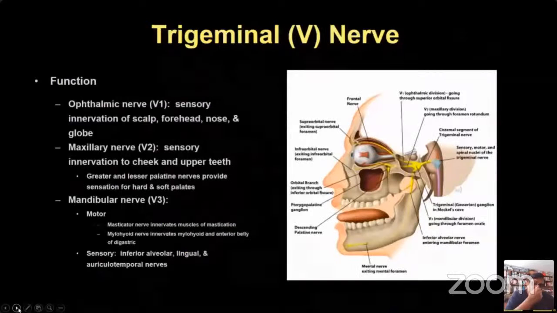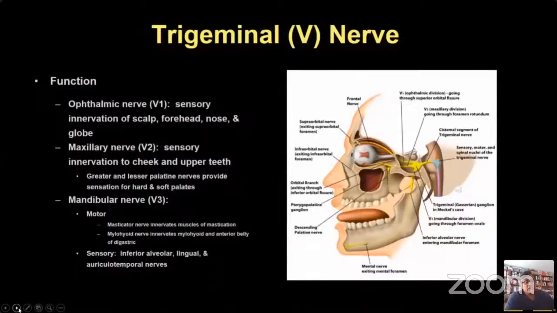Okay, now we come to the big guy, and this is the trigeminal nerve, the fifth cranial nerve. This is a whole topic and a chapter by itself, so we'll try to cover it as much as we can. But then it has 3 parts, as we all know. It's divided into V1, V2, and V3. V1 is the ophthalmic nerve, which actually causes the sensory innervation of the scalp, the forehead, the nose, the globe.